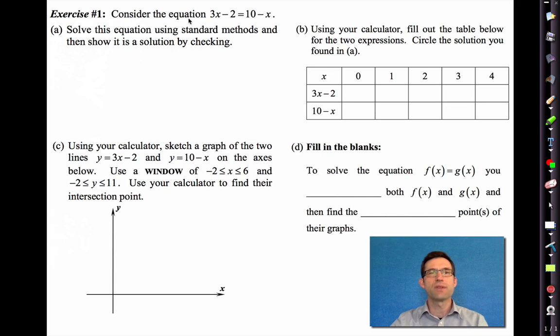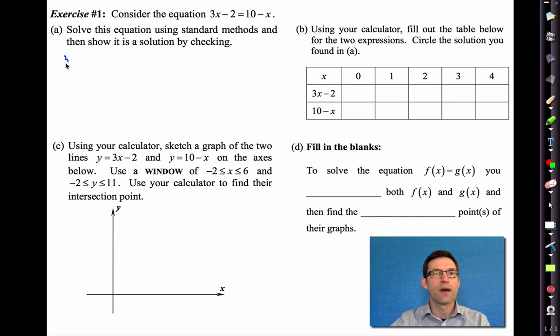Exercise 1 says, consider the equation 3x minus 2 equals 10 minus x. It says, solve this equation by using standard methods and then show it is a solution by checking. Why don't you pause the video and take a couple minutes to do that right now. All right, let's go through it.